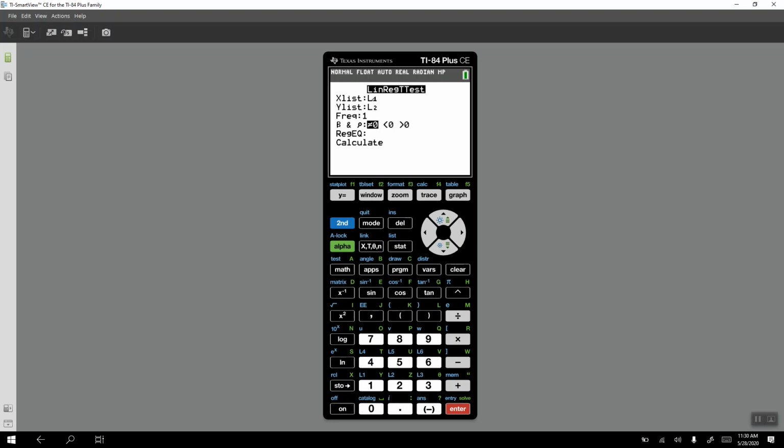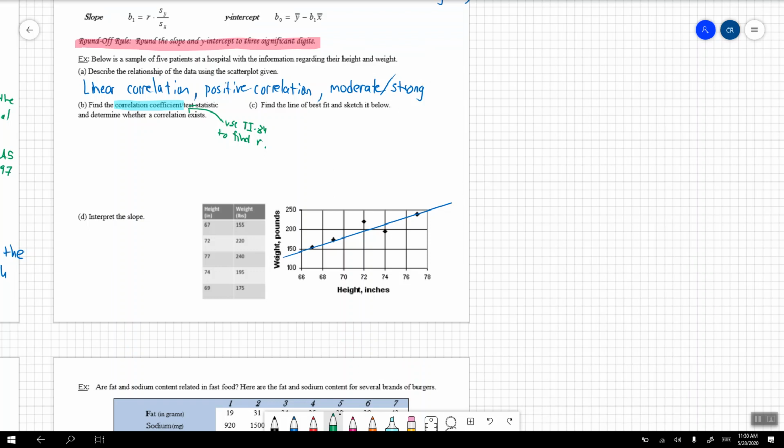I'm using my x values as list 1, y values as list 2. Frequency, I just leave it as 1. This is a two-tailed test, if possible. All right. And I'm going to scroll down now to find my R value. So here's my R value. My correlation coefficient is 0.9031. Let's go back and write that down, now that we found it. All right, awesome. Now we're back.